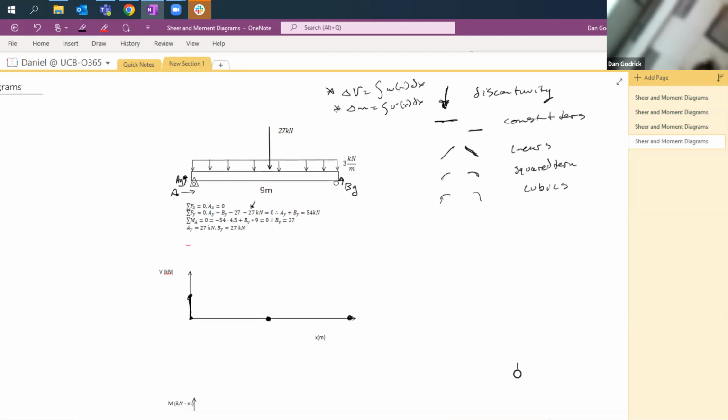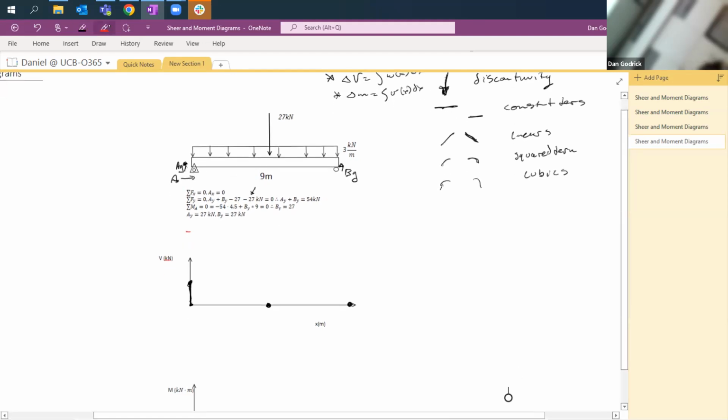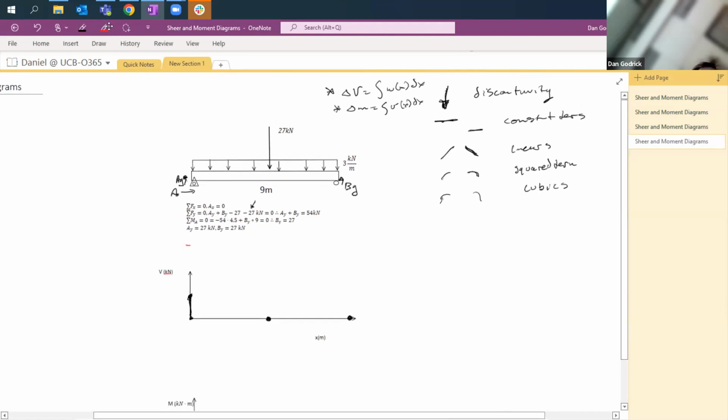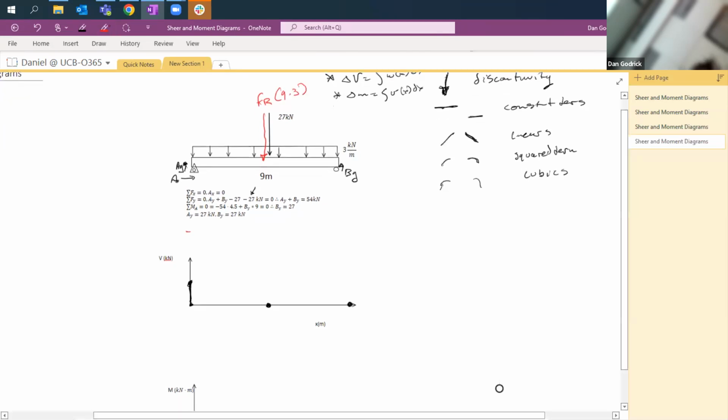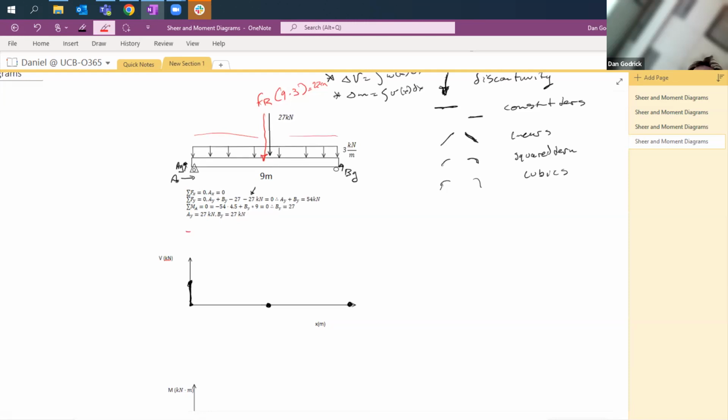Well, we know that we have a distributed load. We have our resultant force of our distributed load, and it's 9 times 3. It's 9 meters times 3 kilonewtons per meter. It's 27 kilonewtons as well, acting at the midpoint because it's rectangular. So that's 4.5. So we have a total loading of 54 kilonewtons.